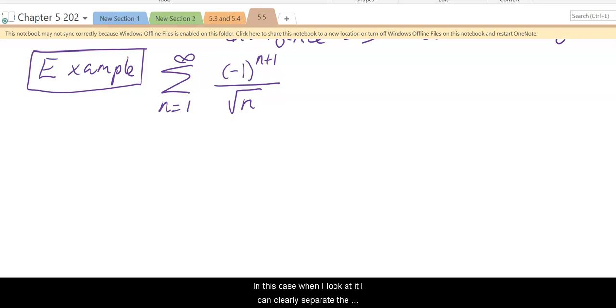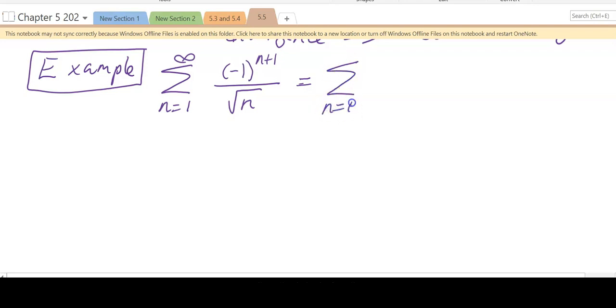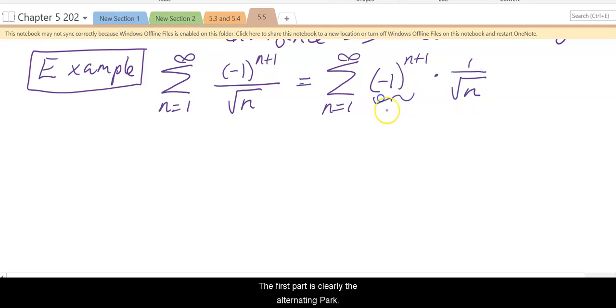In this case, when I look at it, I can clearly separate the alternating behavior from the rest of the terms of the sequence. I can do this by pulling the (-1)^(n+1) away from the rest of it and writing the rest as 1 over the square root of n. The first part is clearly the alternating part. Thus, it meets the first condition for successive terms having different signs.